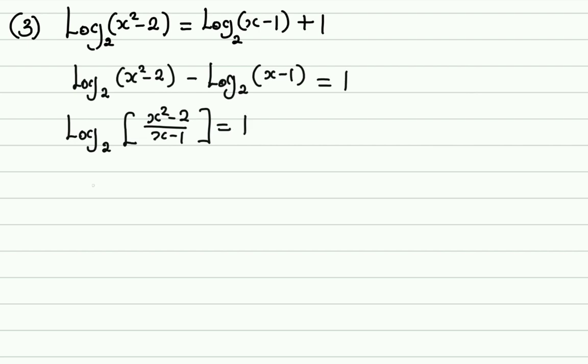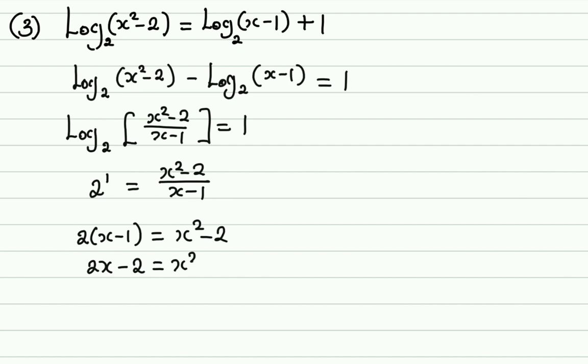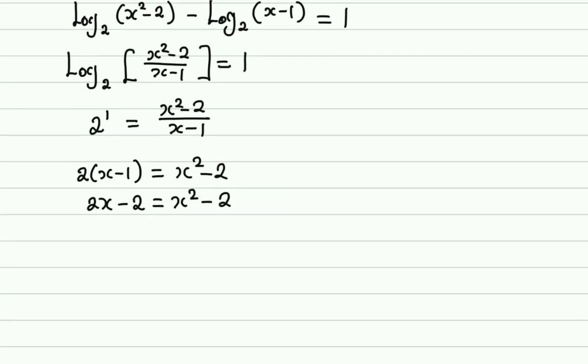Of course, applying the definition, this is 2 raised to power 1 is equal to x squared minus 2 all over x minus 1. Cross multiplying, I'm going to have 2 into x minus 1 is equal to x squared minus 2. So this is 2x minus 2 is equal to x squared minus 2. Now we need to collect like terms, or since it is tilting towards a quadratic equation, we're going to make it look like the format of a quadratic equation. So I'm going to have x squared minus 2 minus 2x plus 2 is equal to 0.